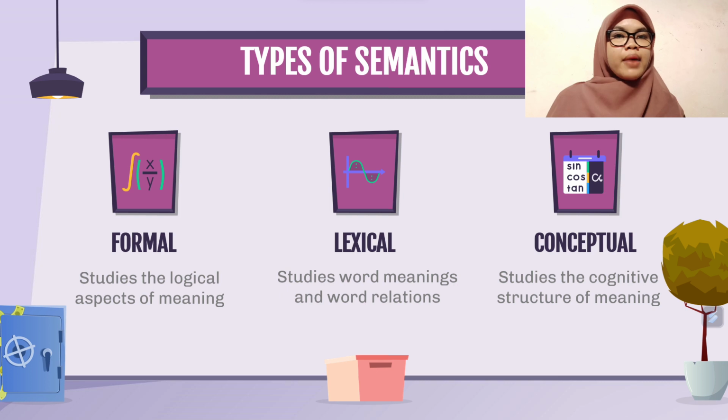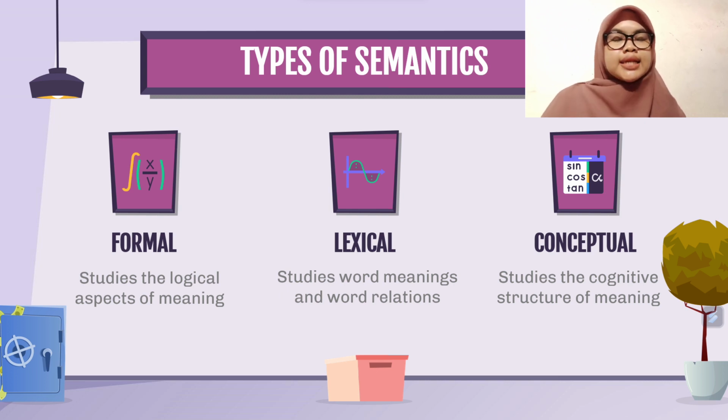First, formal semantics. Formal semantics is a type of semantics that studies the logical aspects of meaning, that uses mathematical and logical tools to study the meaning of language. Formal semantics focuses on the precise meaning of words and phrases in a context and how they combine to produce meaning.